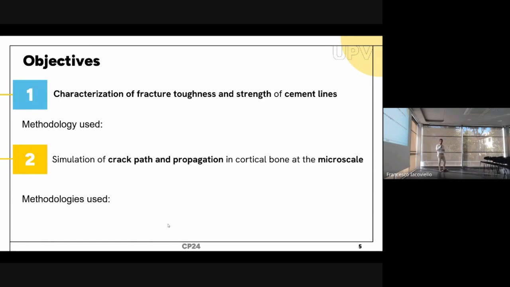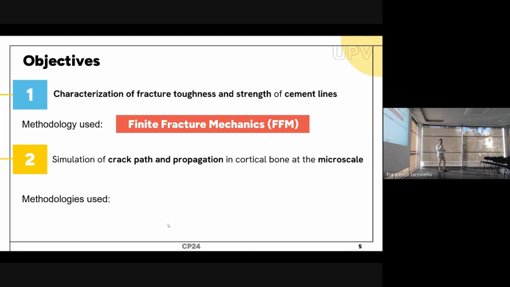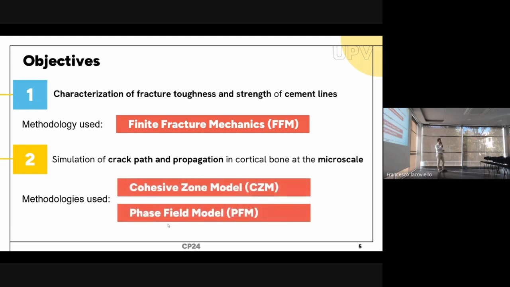First, the characterization of fracture toughness and strength for the cement lines, which is not commonly found in the literature. For that, we are going to use a finite fracture mechanics approach. Once we've got those properties, we can go and try to simulate the crack path and propagation of the microstructure of cortical bone. To do so, we're going to use the cohesive model to model the failure of cement lines and the phase field model to model the failure of the interstitial bone. Because as we'll see later, during our experimental tests, the osteons didn't fail.